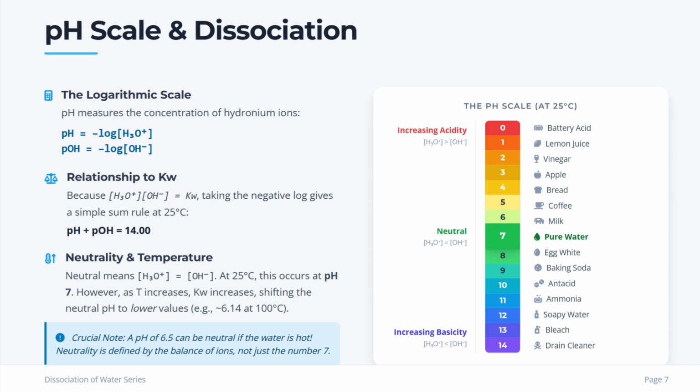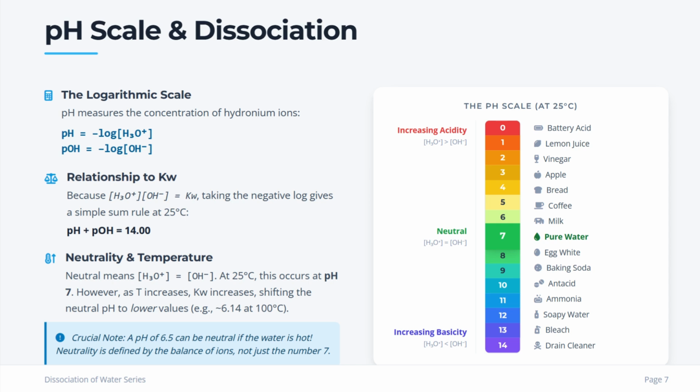This is so important, let's read the crucial note aloud. A pH of 6.5 can be neutral if the water is hot. Neutrality is defined by the balance of ions, not just the number 7. Remember that. Now the slide has a fantastic pH scale chart.